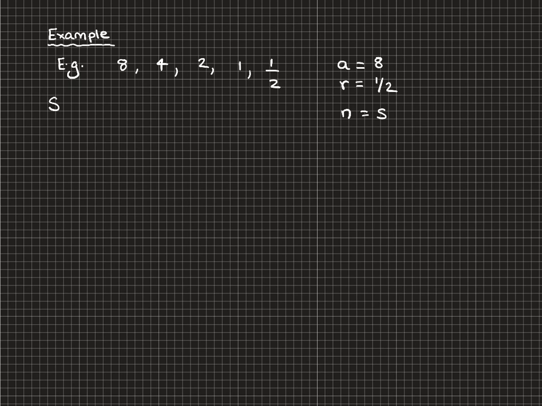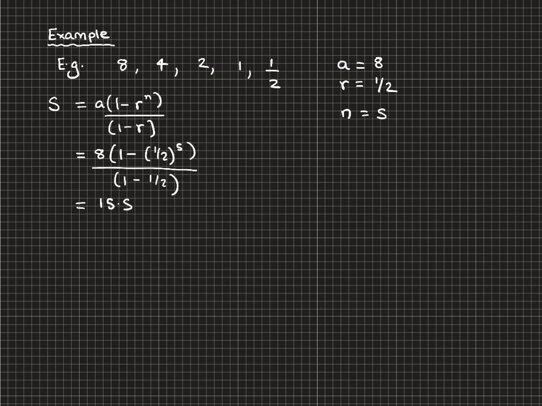So according to my formula, s is equal to a, 1 minus r to the n over 1 minus r. So let's substitute in our values. 8, 1 minus a half to the power of 5, all over 1 minus a half. Input that into your calculator, and this gives me an answer of 15.5. Now, you can check this by adding together 8, 4, 2, 1 and a half, and you will see very quickly as you do this that the answer is also 15.5.